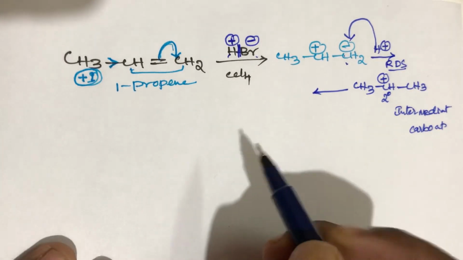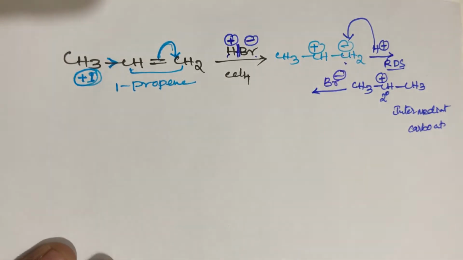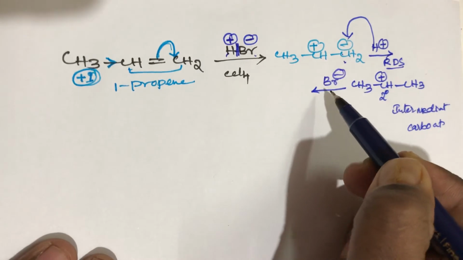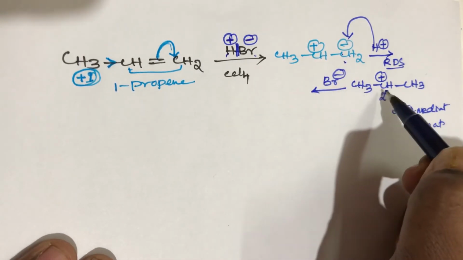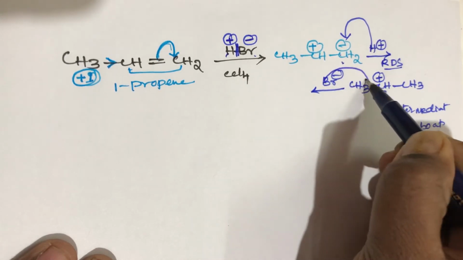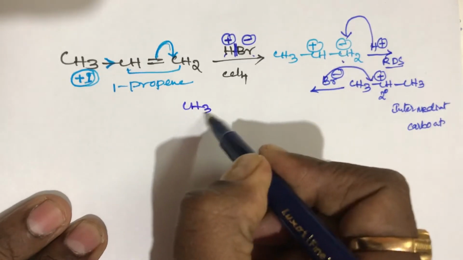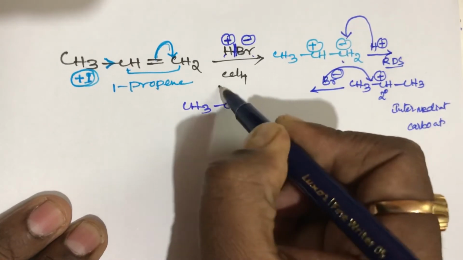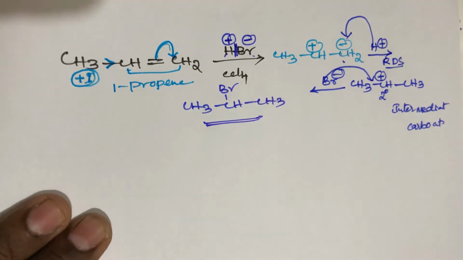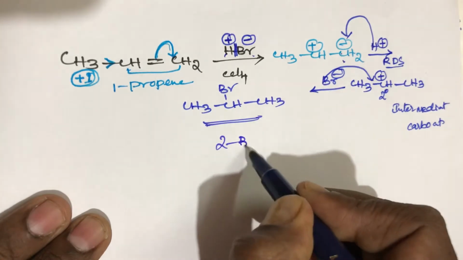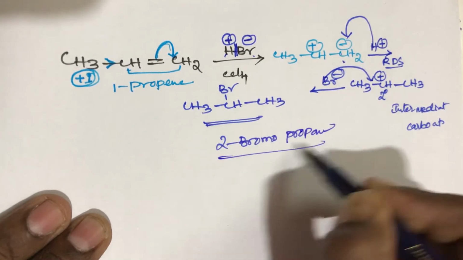Now, what is the nucleophile here? This Br minus is called the nucleophile. This Br minus will always attack the positive charge species. This is the positive charge species. So, what is the final product? That is CH3 CH Br CH3. This is the final product, students. That is 2-bromopropane.